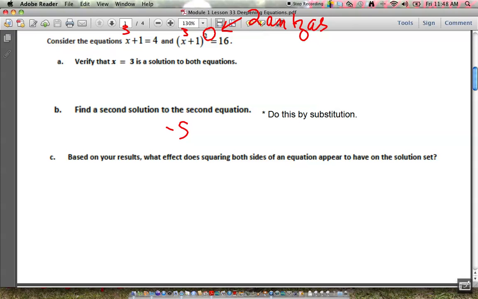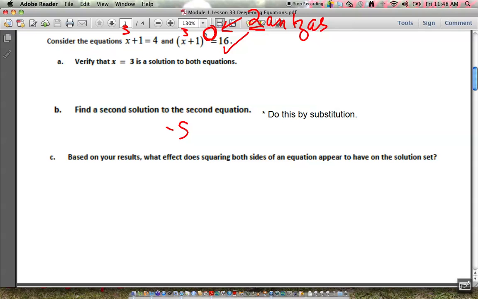The reason negative 5 works, let's substitute it in here. What's negative 5 plus 1? And what's negative 4 squared, which means negative 4 times negative 4? 16. So it does check. So you have to be aware that when you square both sides, the original answer still works. But, it's a big but. The big but here is when you square it, right? When you square it, there's 2 answers. So you gotta start thinking, maybe there's another answer, or there could be 2 answers, okay?